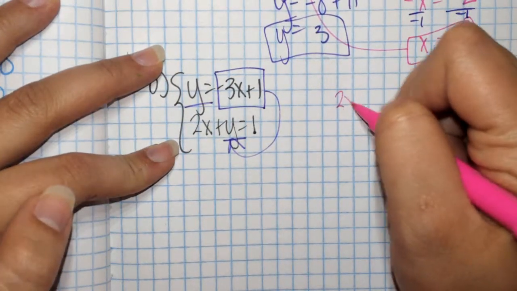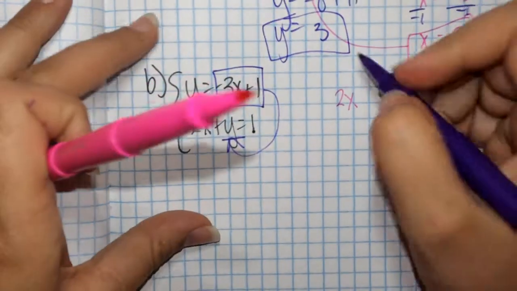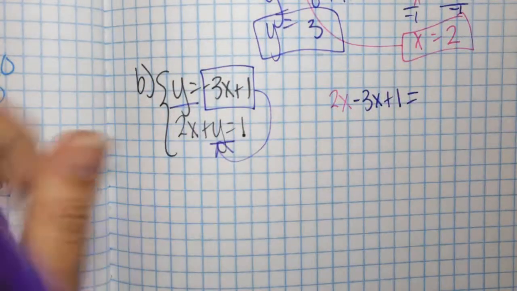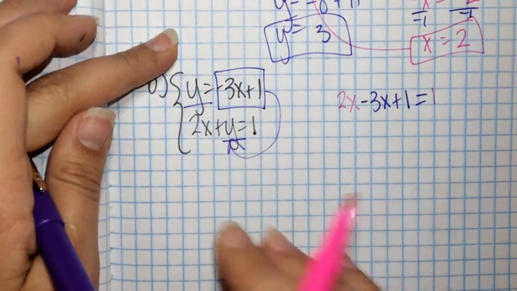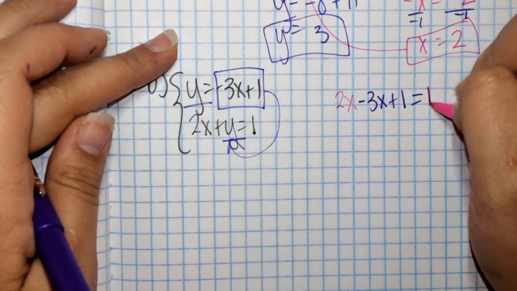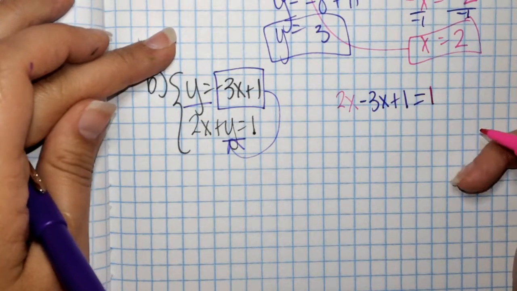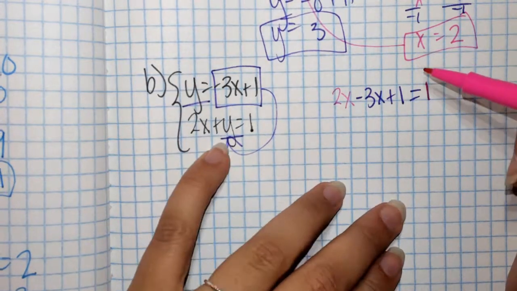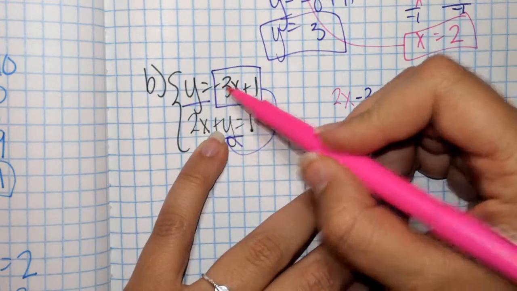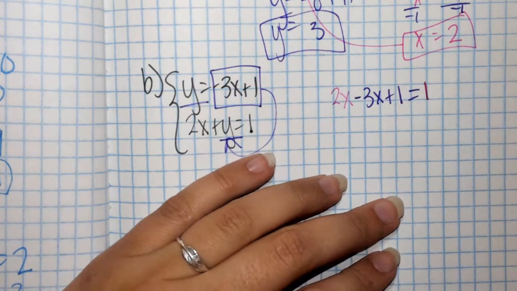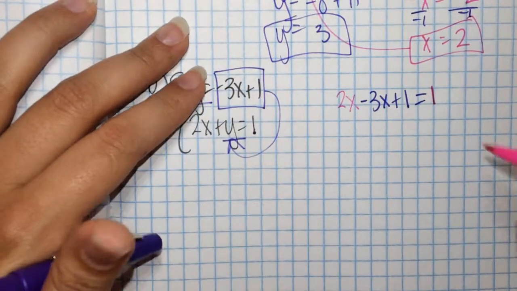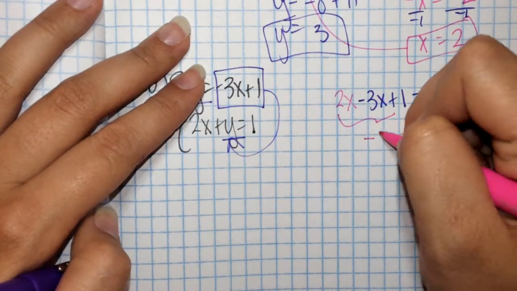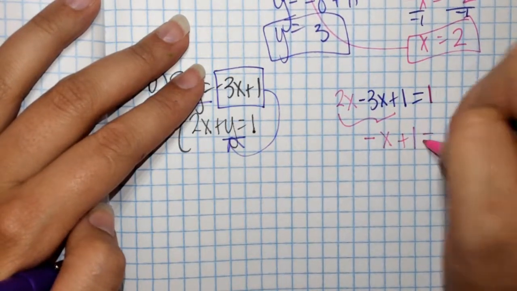So you have 2x minus 3x plus 1 equals 1. Everybody got that? D'Angelo, you got that part? Awesome. Plus y. And then that's a -3x, so that's why it's minus. My fault. I should have put plus and negative. Sorry about that. Alright, then combine like terms, and that gives you -x plus 1 equals 1.